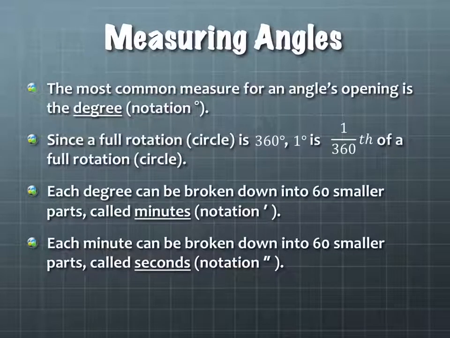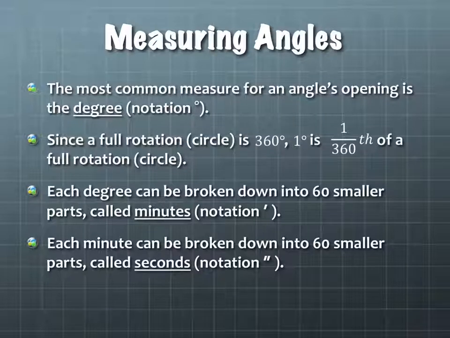One of the common measurements for an angle's opening is in degrees. The notation looks like you would have expected, of course. Because a full rotation of a circle is 360 degrees, 1 degree would be 1/360th of a circle. We can break degrees down into smaller quantities. There are 60 minutes in a degree. And we can break down minutes into smaller quantities. There are 60 seconds in a minute.